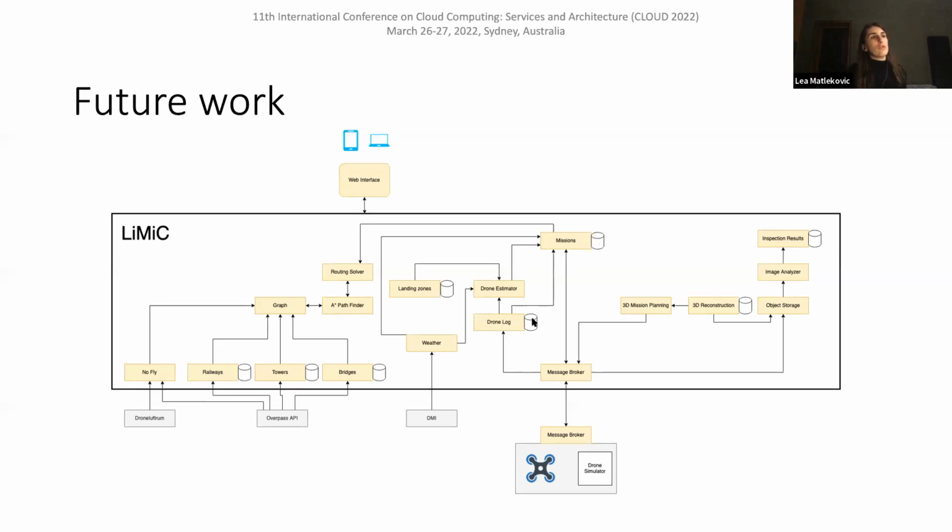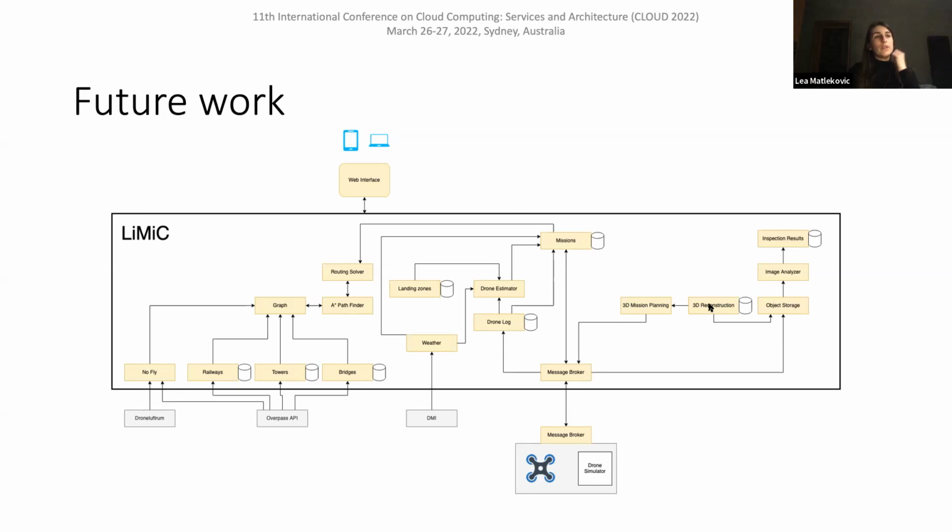Then a drone log for storing data received from the drones while they are being employed for inspections. Then a message broker communicating with the drone simulator and managing receiving, for example, telemetry data or images. Then if the drone is deployed for inspection and it collects images while inspecting, we can put those images in an object storage and use them maybe for 3D reconstruction. We can reconstruct the bridge, and then based on the reconstruction, we can develop a 3D mission planning and send it to the drones.